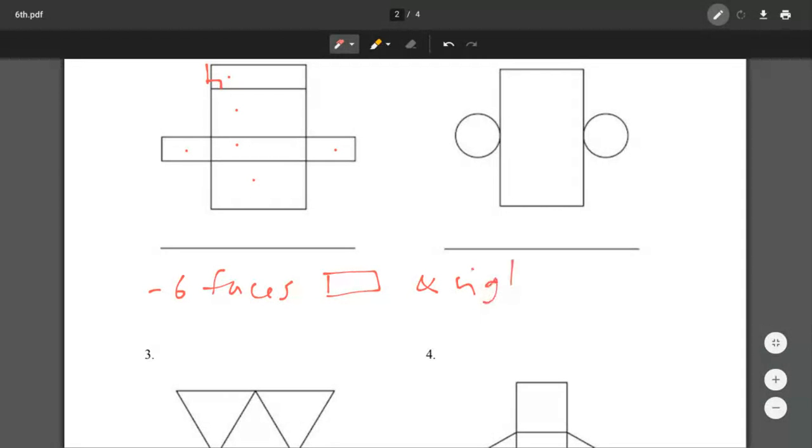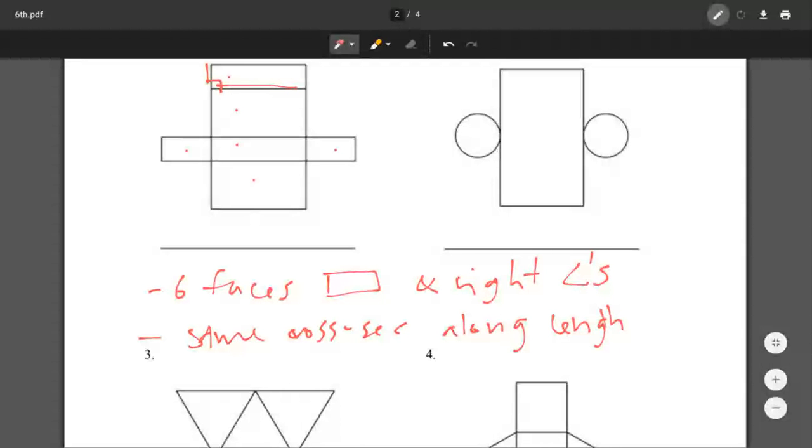And then they all have right angles. And we observe that it has the same cross section along its length, right? And what does that mean? Well, that means it's a prism, right? This makes it a prism.